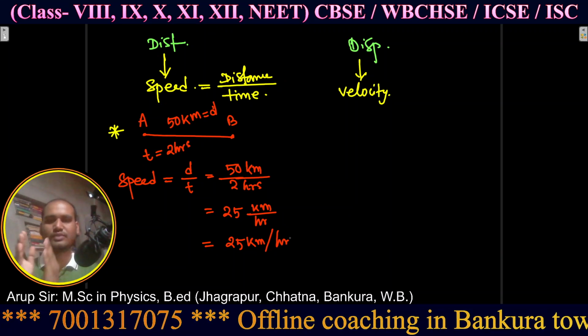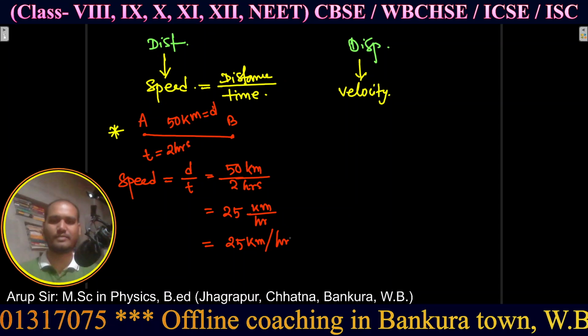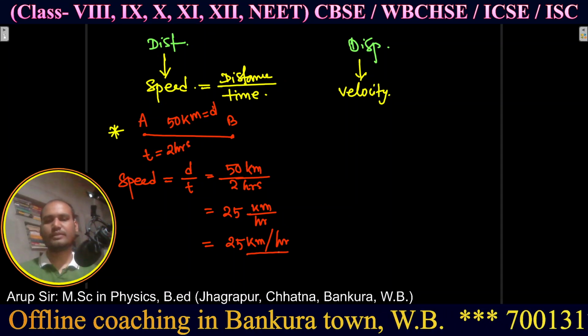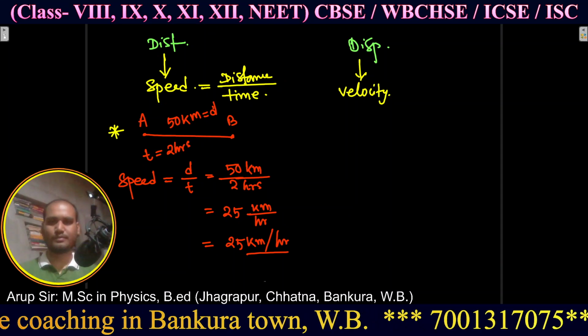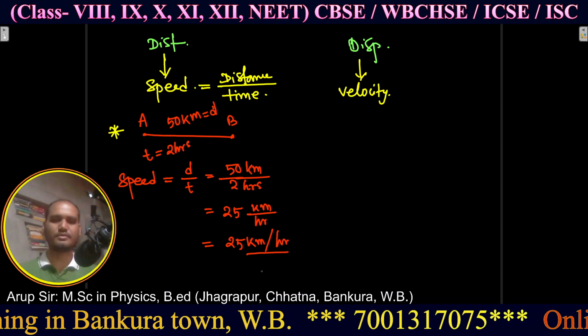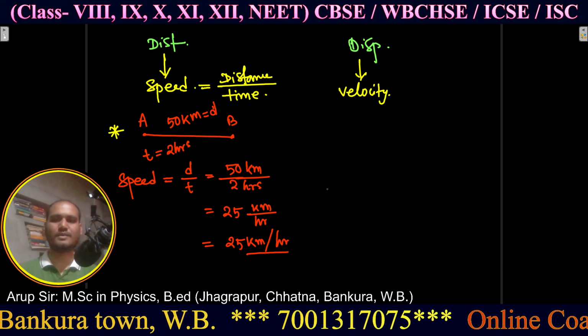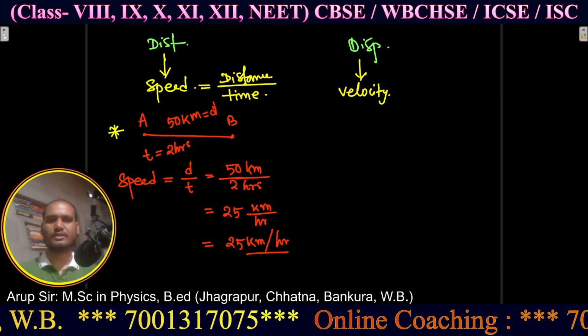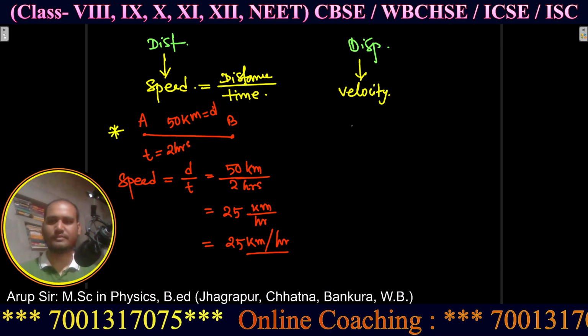Per hour means in 1 hour it is moving 25 kilometers. So you are getting kilometer per hour as the unit of speed. I am coming to the unit of speed at that point, but before that let me discuss velocity. What is velocity actually?